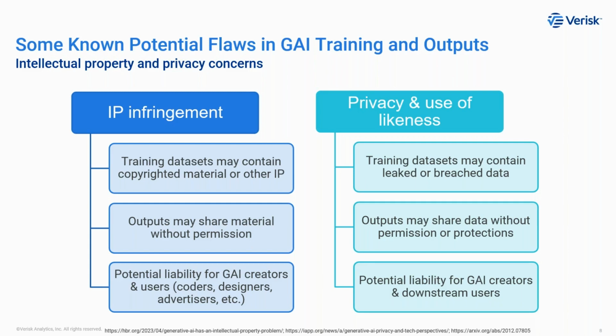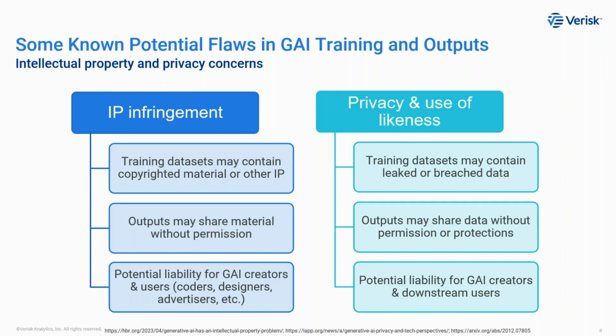On the right, we have the privacy and use of likeness concerns. So similarly, these training data sets for the GAI tools may contain sensitive or private data that may have gotten into the sets due to a data leak or breach. And as a result, again, the outputs could share that data without adequate permission or protections. For example, one person searching through a GAI training database reportedly found photos of herself taken at the doctor's office that apparently had leaked from her medical records.